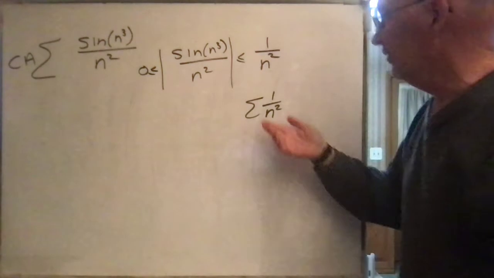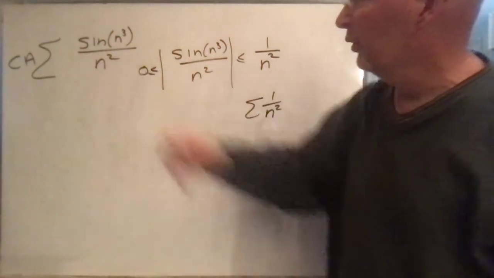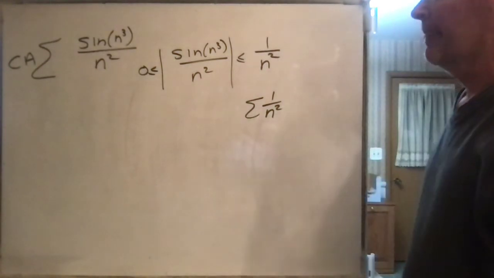And so since this thing converges, so does that. Since this thing converges, that means that this thing converges absolutely. Okay?